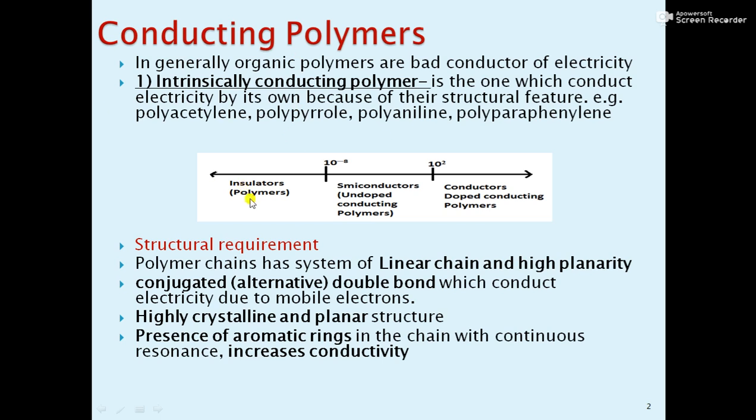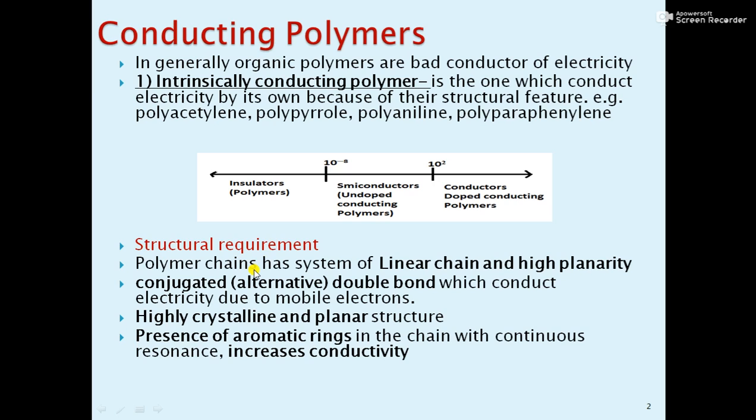Now, as you can see in the figure, if we talk about the conductivity, if an insulator polymer is there, then the conductivity is less than 10 raised to power minus 8. If the polymer is a conductor and doped conducting, then its conductivity is more than 10 raised to power 2. But if it is an intrinsically conducting polymer, undoped polymer, then its conductivity ranges from 10 raised to power minus 8 to 10 raised to power 2.